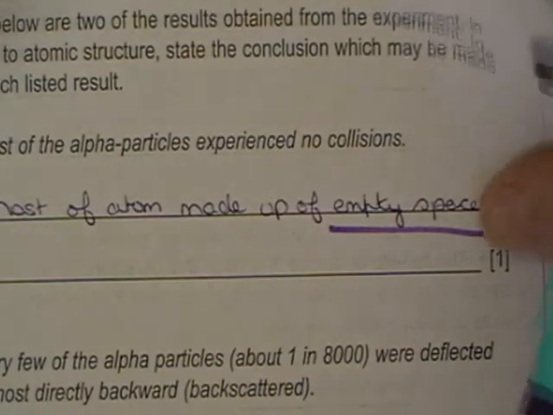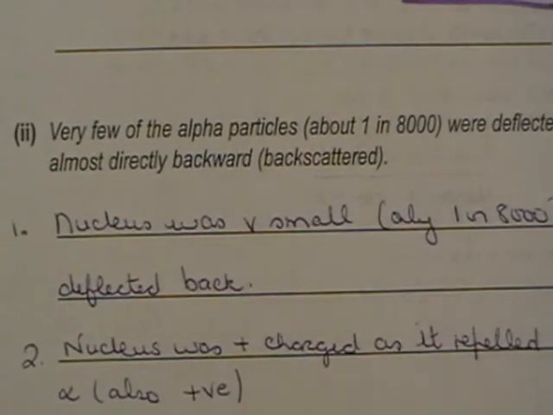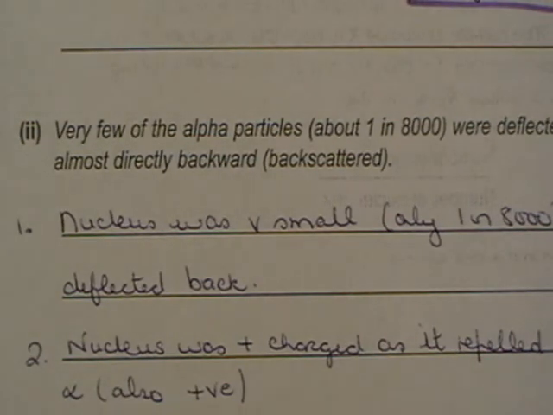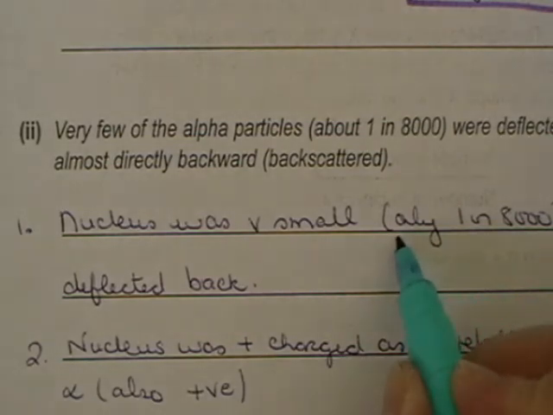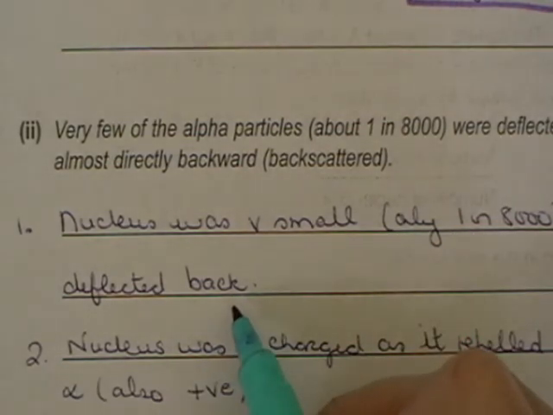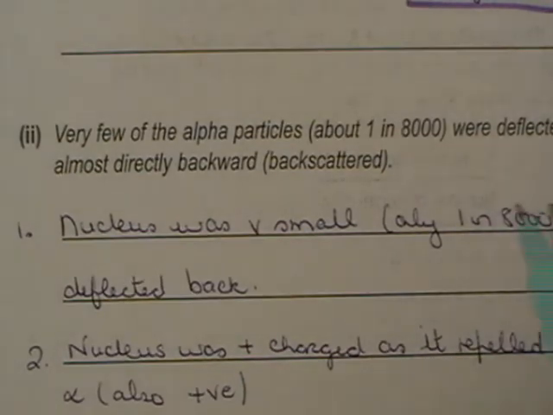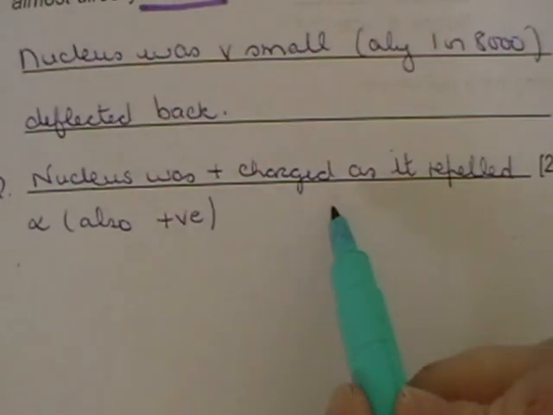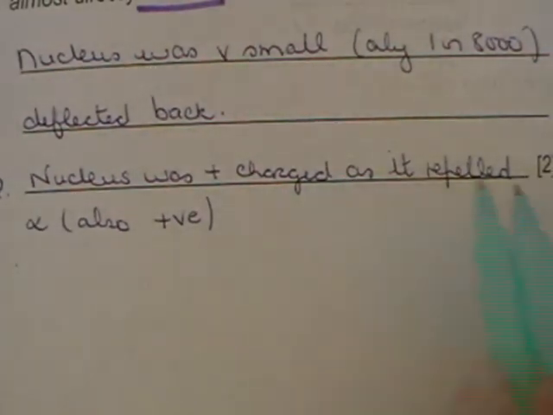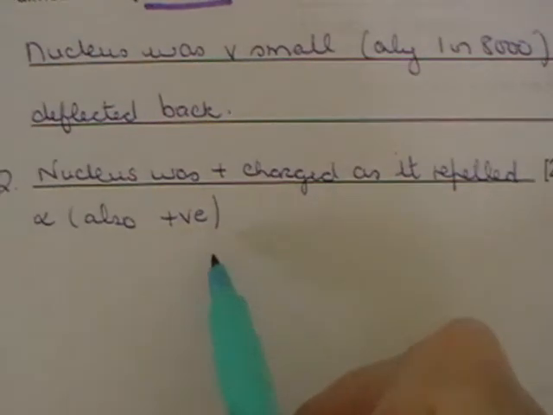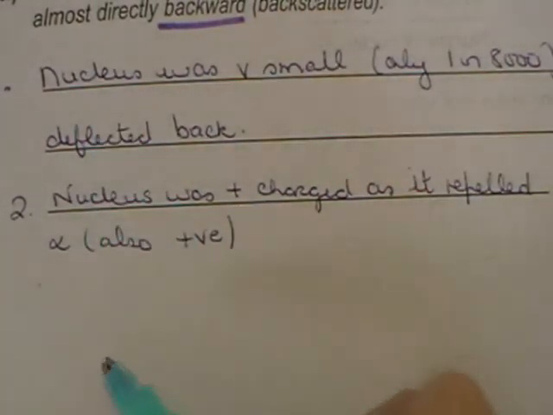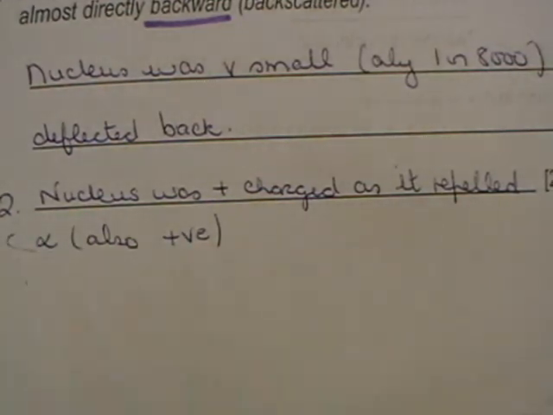The second observation: very few of the alpha particles, about 1 in 8,000, were deflected almost directly backwards, or back scattered. And the conclusion there was that the nucleus is very, very small because only 1 in 8,000 alpha particles were deflected backwards. And the second conclusion is the fact that any were deflected backwards indicates that the nucleus is positively charged. And I would always write in there, as it repelled the alpha particles, which are also positive. That ensures that you're getting your 2 marks there if you make sure that you expand a wee bit on your explanation.